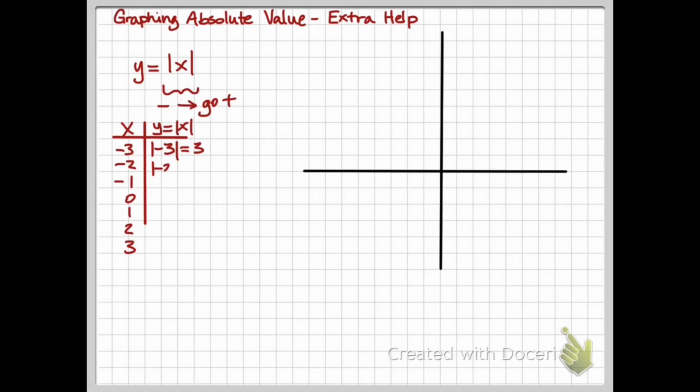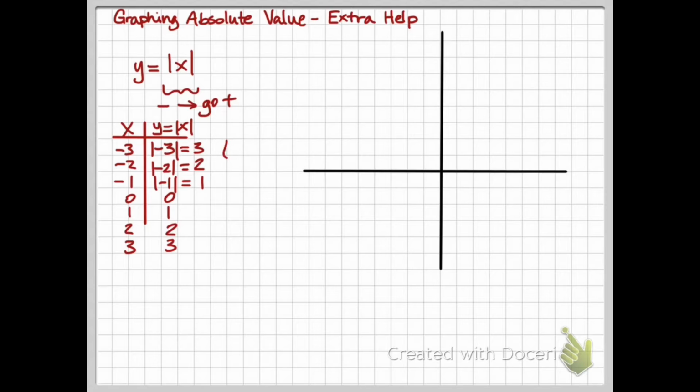Absolute value of -2 turns into +2, absolute value of -1 turns into +1, absolute value of 0 is just 0, absolute value of +1 is just +1 because that's already positive. +2 is already positive, so that stays 2. +3 is already positive, so that stays 3. So then we graph it.